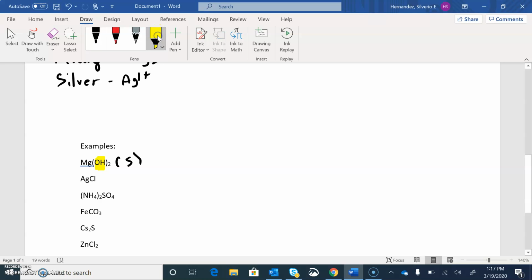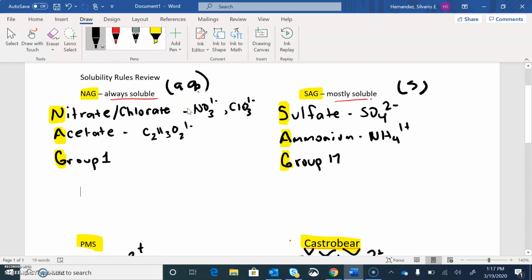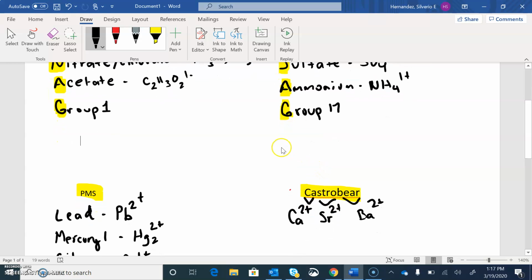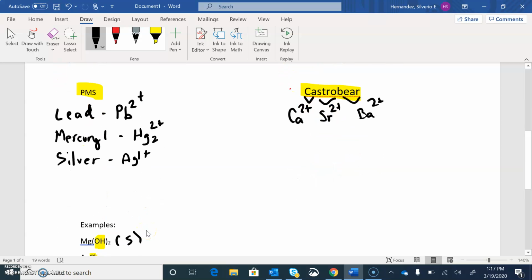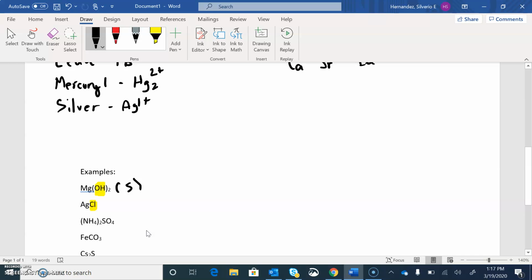And we're going to do the same thing. Look at the next compound, and I see the chloride ion, which is the negative ion part of that formula. I'm going to go back up, and I see that this time it is following one of the rules we have here. So it's group 17, and we talked about the only thing that will cause group 17 to precipitate out is either lead, mercury 1, or silver. So it is combined with silver, so it's going to produce a precipitate, so we'll put an S there.